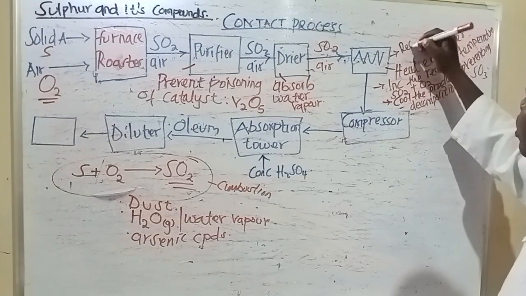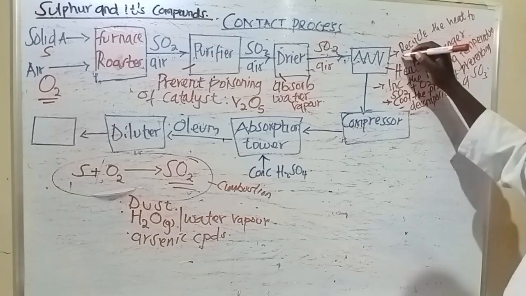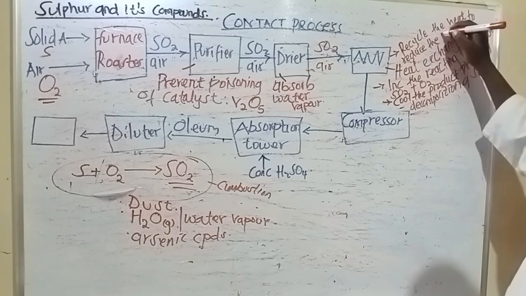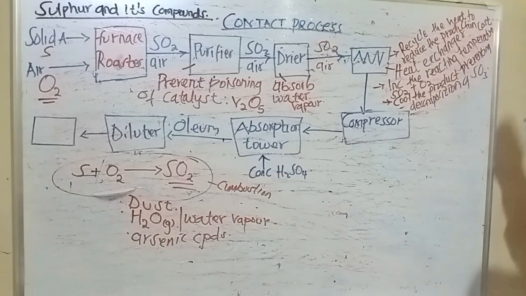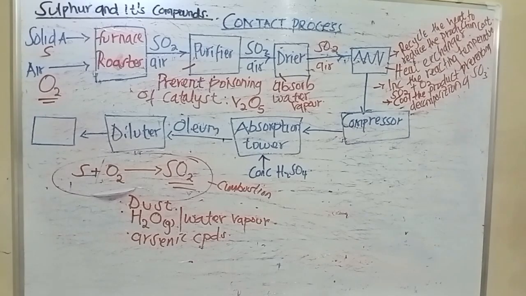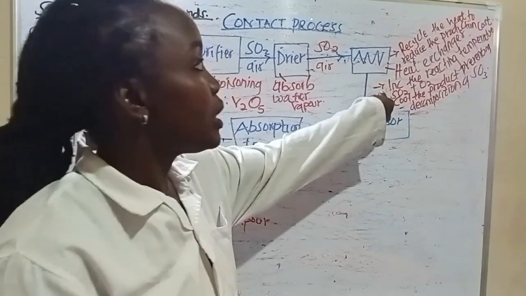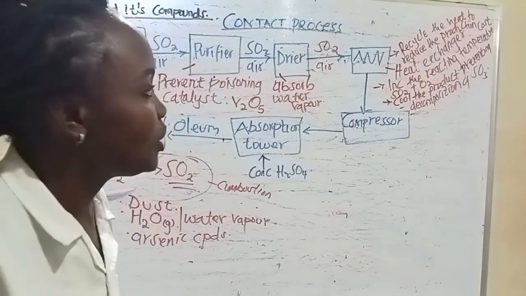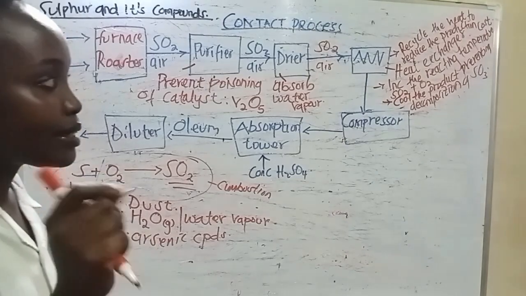So here we recycle the heat. I hope everyone can see there. To reduce the production cost. Let me go to this side now. To reduce the production cost. Now, we've said we are going to increase the reacting temperature, and we're also going to recycle the heat to reduce production costs, and also to cool the products preventing decomposition of sulfur 6 oxide.